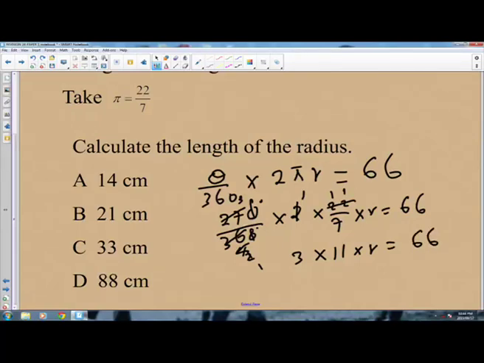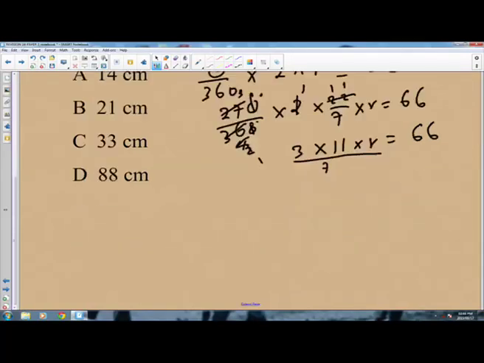And remember, we are to divide the 11 here by 7. So this is 3 times 11 times r divided by 7. So this will be 3 times 11 times r is equal to 66 times 7, because you have to multiply both sides here by 7. Multiply here by 7, multiply this side also by 7. So 7 cancels 7 on this side. And then what is 11 times 3? 11 times 3 is 33.